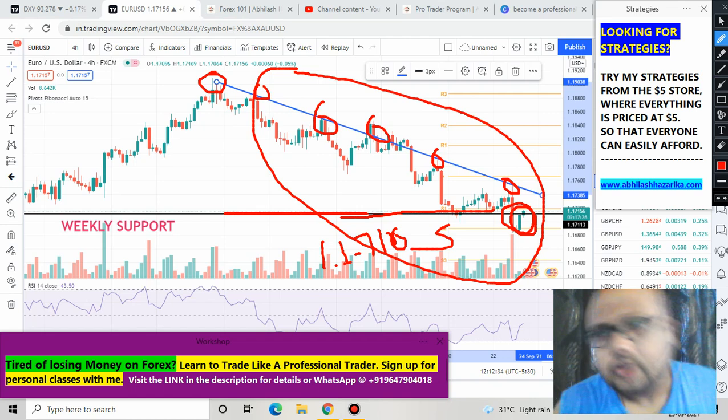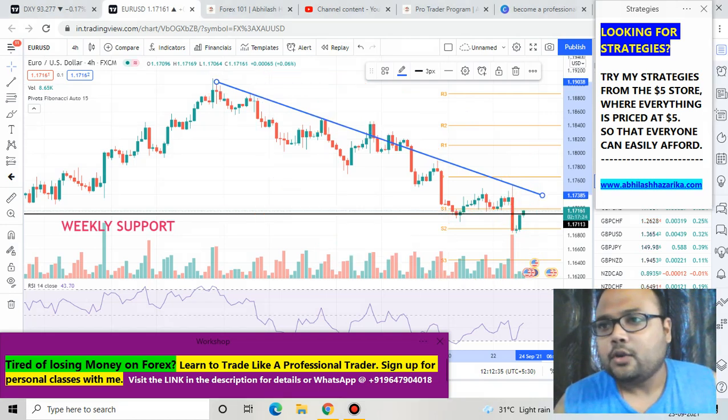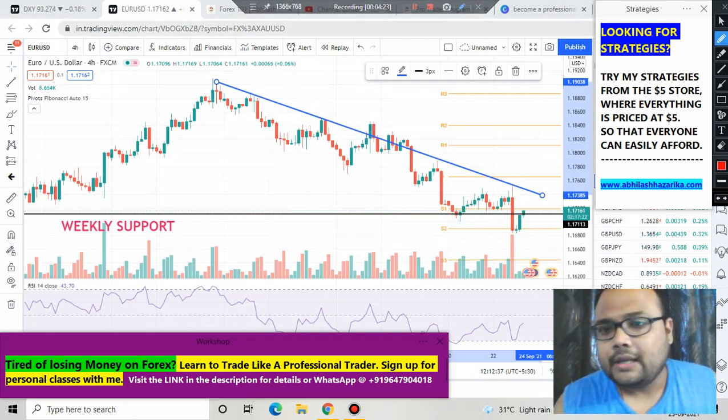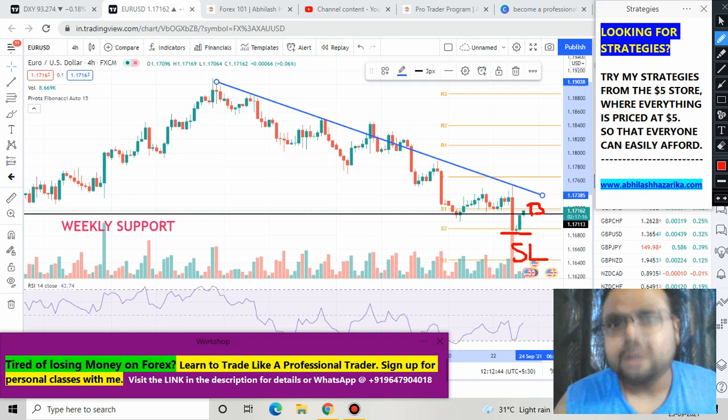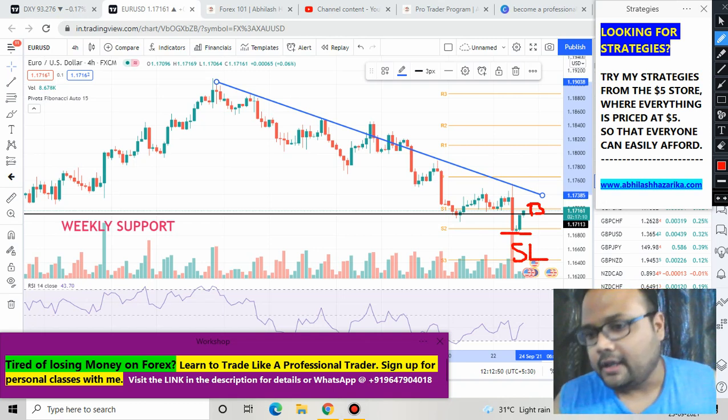If you can afford to take risk, then you can go for a buy here. You can easily go for a buy here with your stop loss below this level. But if you cannot afford to lose any money right now, you are in a tight position, then you should not trade here.